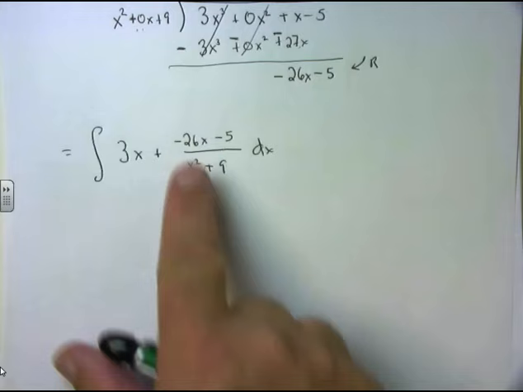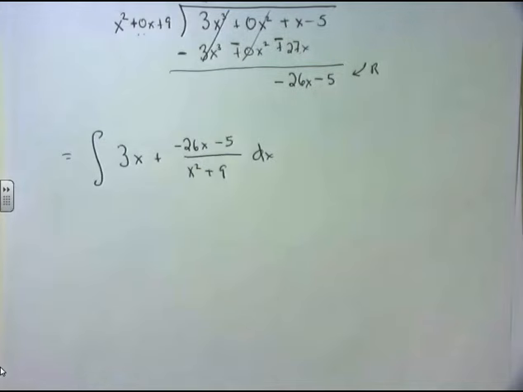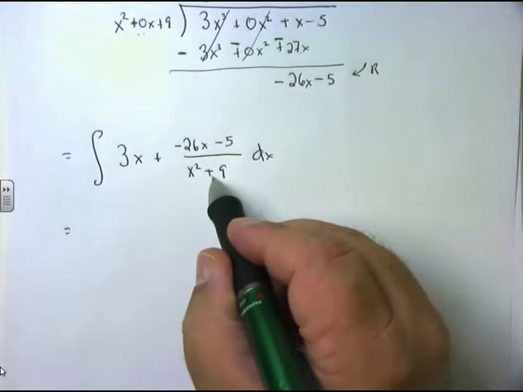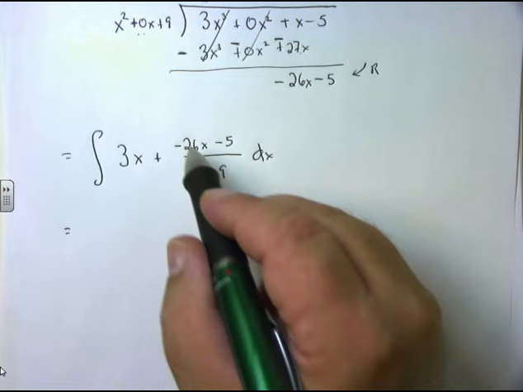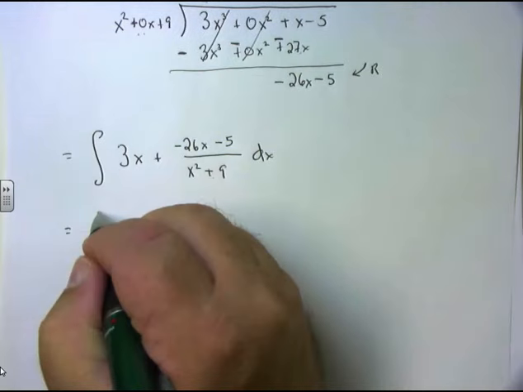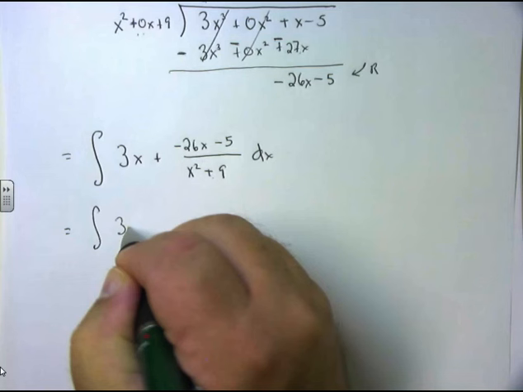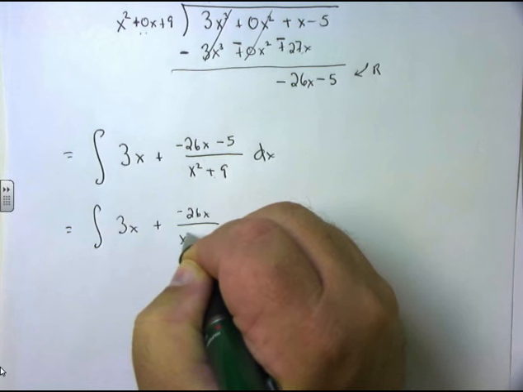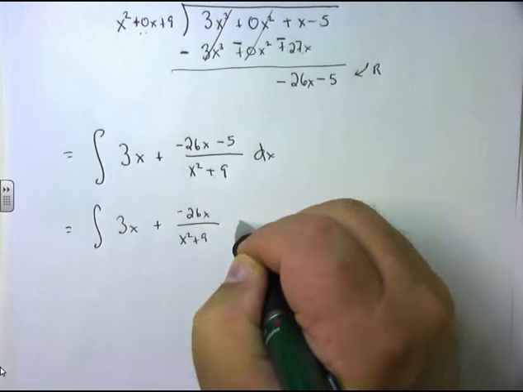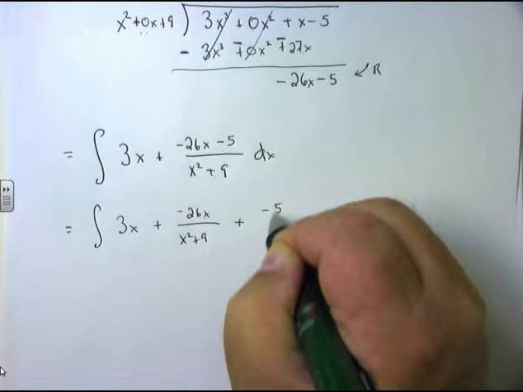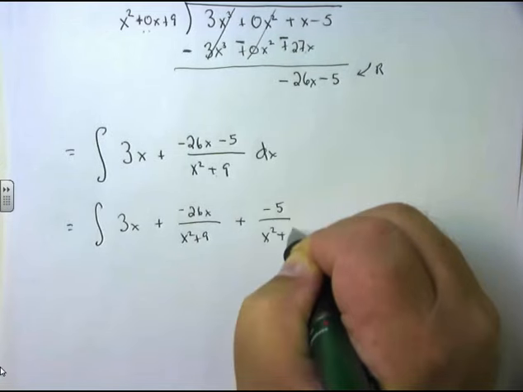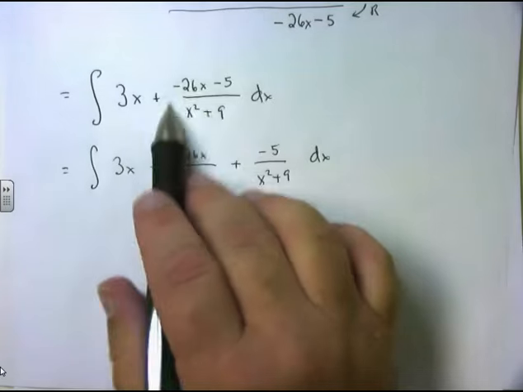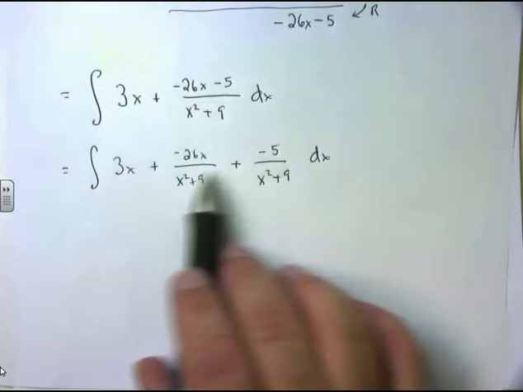I've got two terms in the numerator, so there's one final trick on this one, and that is you keep this common denominator, because it doesn't factor or break up since it's a plus, but you can put it under each term. So this becomes the integral of 3x plus negative 26x over x squared plus 9 plus negative 5 over x squared plus 9 dx. I'm focused on a single denominator and I've got multiple terms in the numerator. I want to break them up.